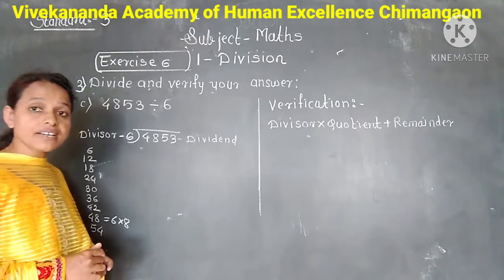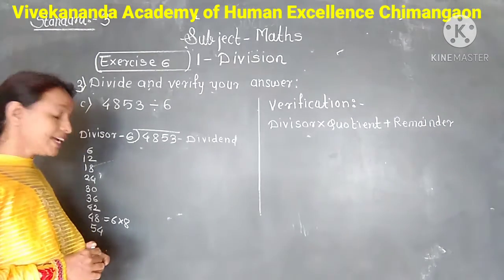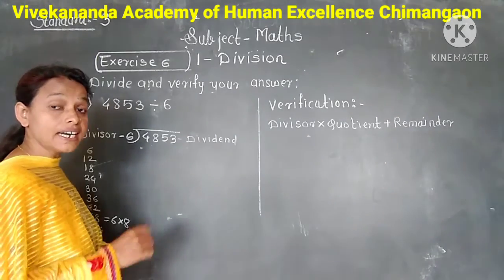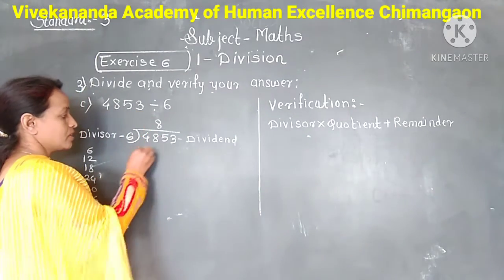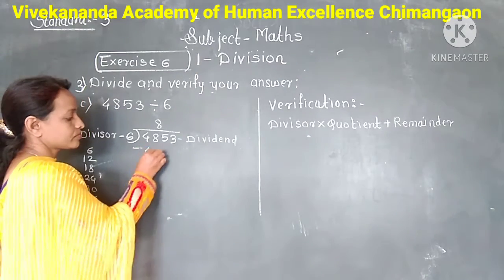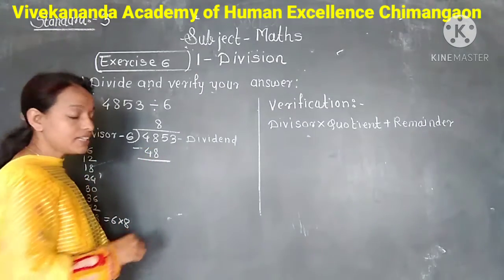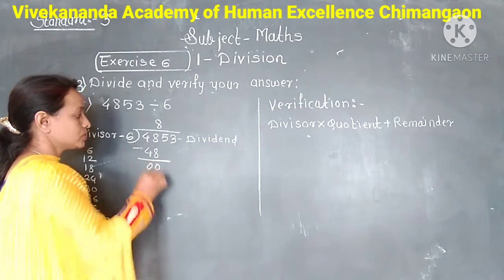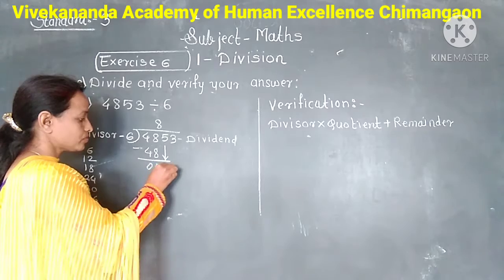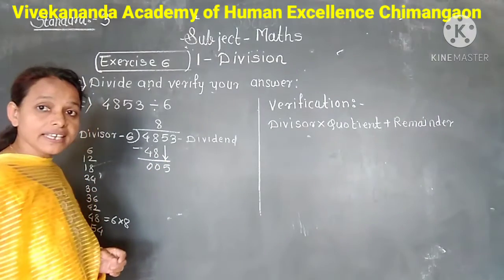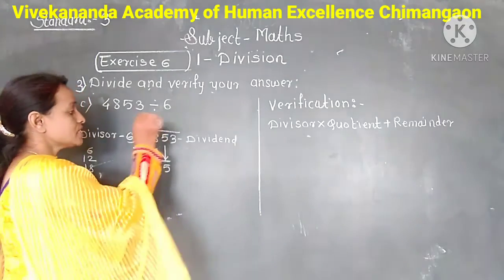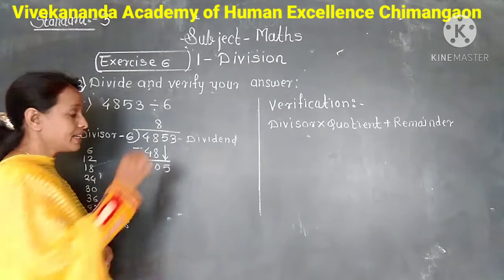So here we divide 48 by 6. We get 8 as a quotient. So write 8 as a quotient in 100 place. And product 48 right below 48. We get 0. Now next digit 5 we bring down. 5 is less than divisor. So quotient is 0. So 0 we write in tens place.